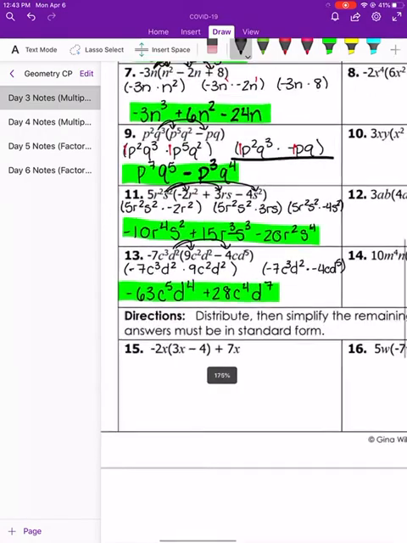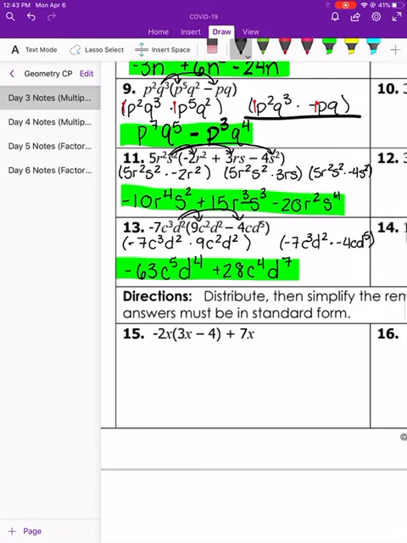So I'm going to do the exact same thing here. I'm going to distribute negative 2x to 3x and negative 4. So negative 2x times 3x. And then negative 2x times negative 4. And then I just don't want to forget that plus 7x out here.